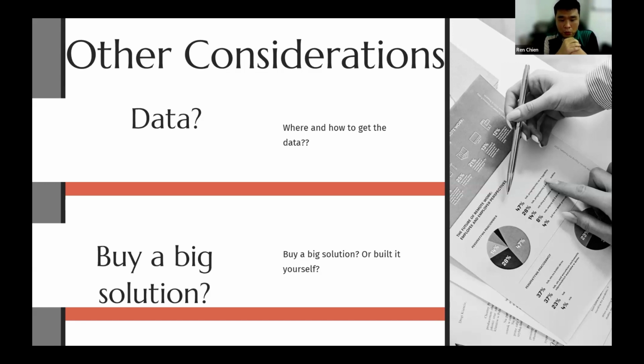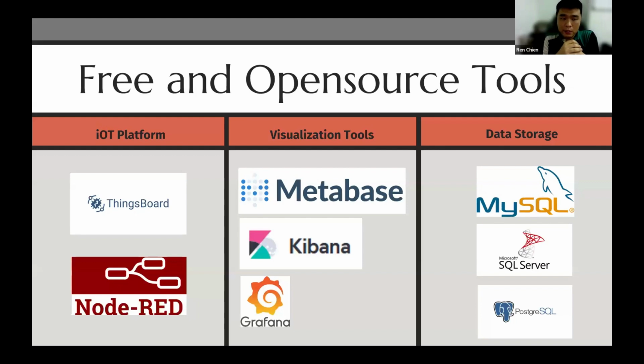And also, do we need to buy a big software solution or build it ourselves? Cost-wise, doing it ourselves is always lower cost. Nowadays there are a lot of free and open source tools that we can find in the market, on Google, or by asking ChatGPT. Thanks to the advancement of technology, there are a lot of ready-made IoT tools which are open source and free, with no limitation to use.